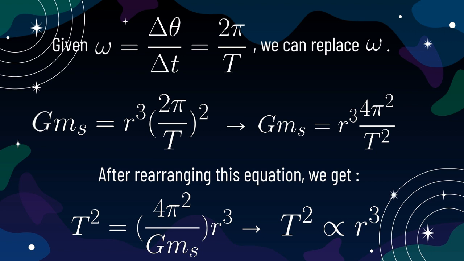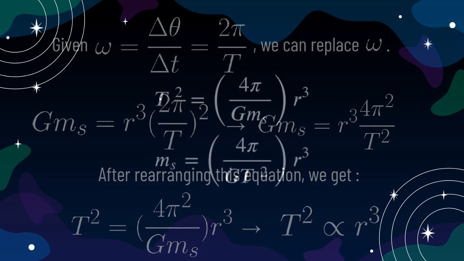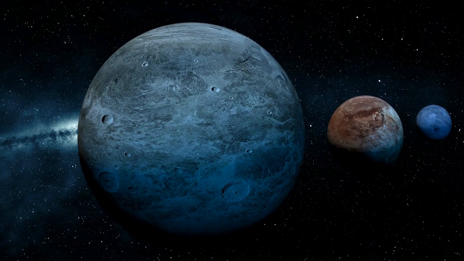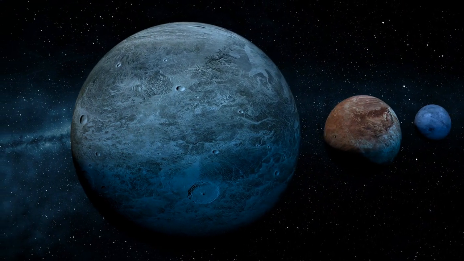Therefore, we find that period squared is proportional to the radius cubed, meaning the time a planet takes to orbit the Sun is related to the magnitude of the radius vector from the Sun to the planet. This law is heavily used to predict the positions of planets and celestial objects, using their orbital periods and distances to calculate mass and other astronomical quantities.